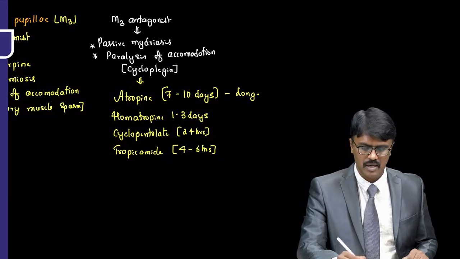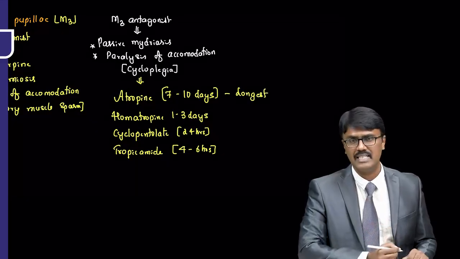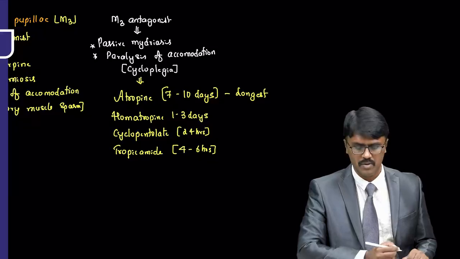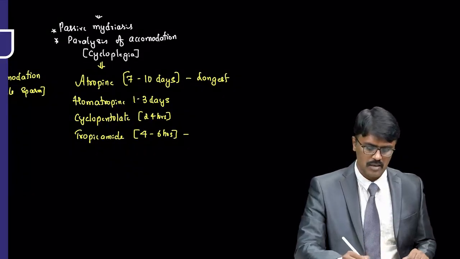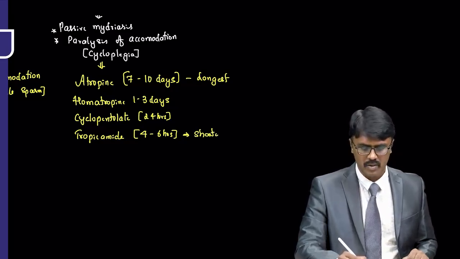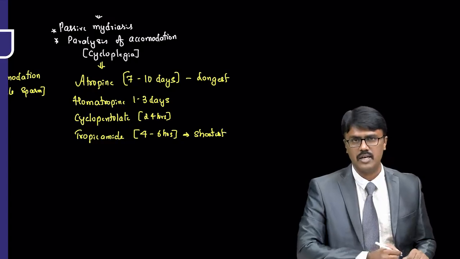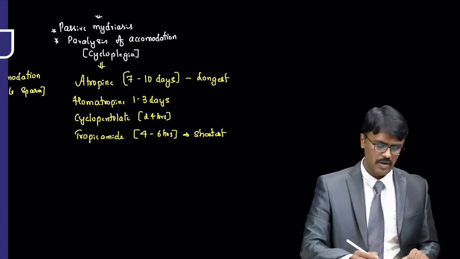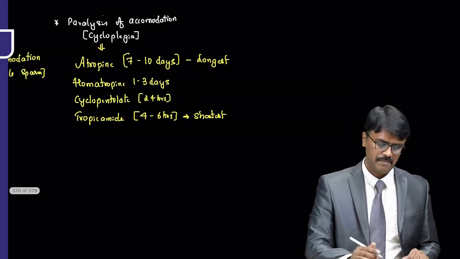So in the exam, they can ask you the question, which is the longest acting passive mydriatic? It is atropine. What is the shortest acting mydriatic? You can write it as tropicamide. It's a passive mydriatic, shortest acting. So where do you use these passive mydriatics?